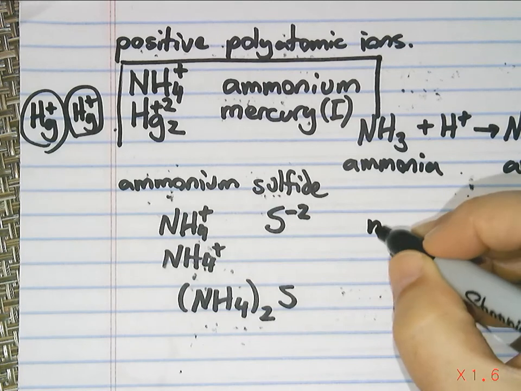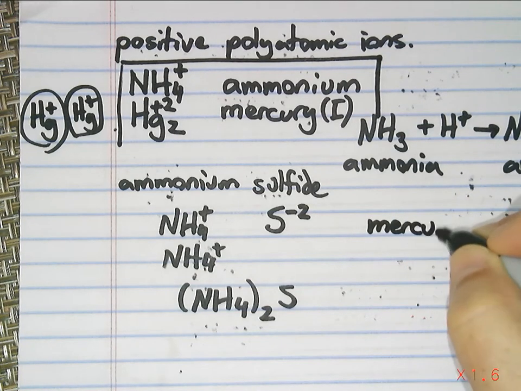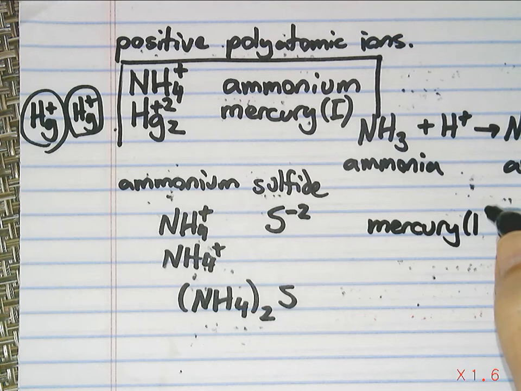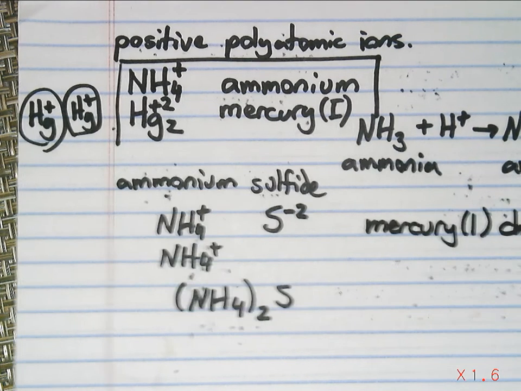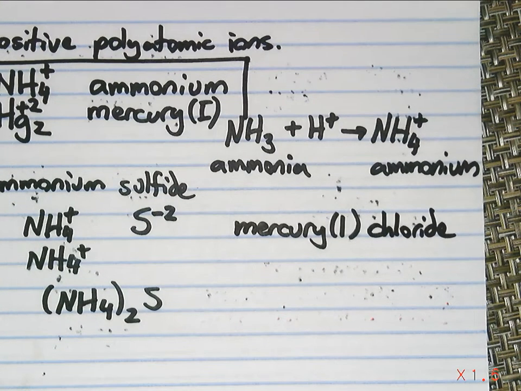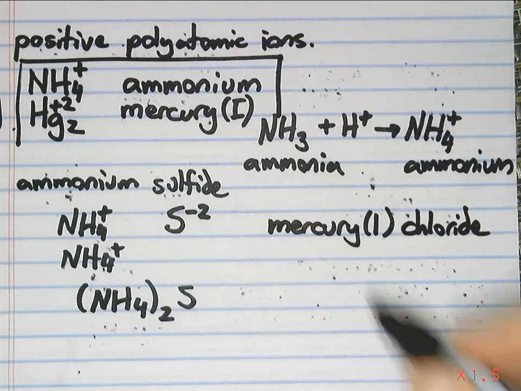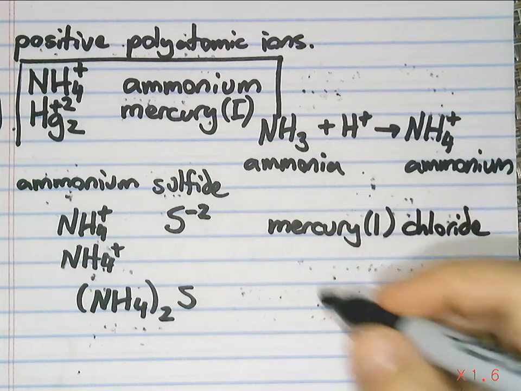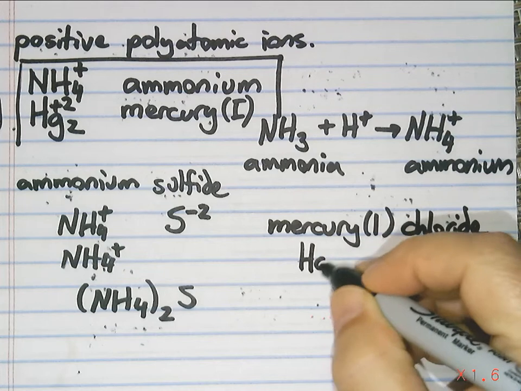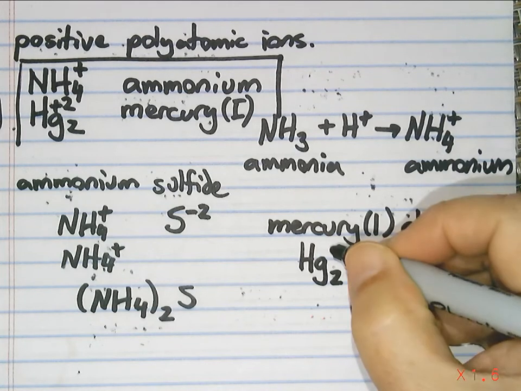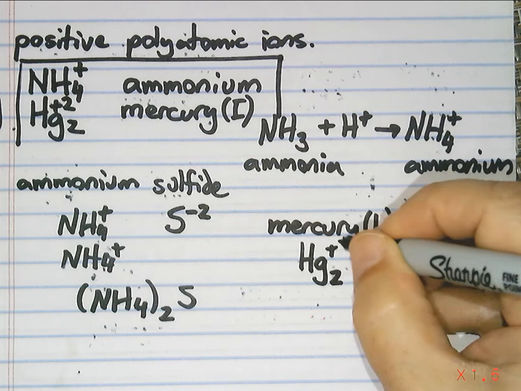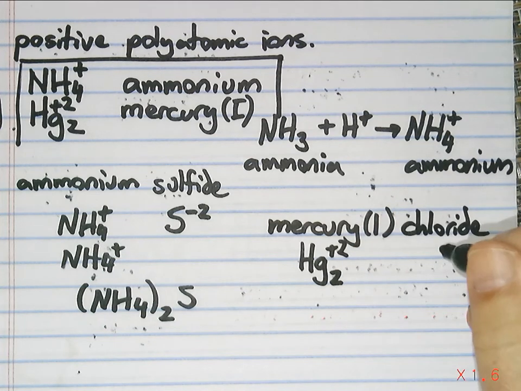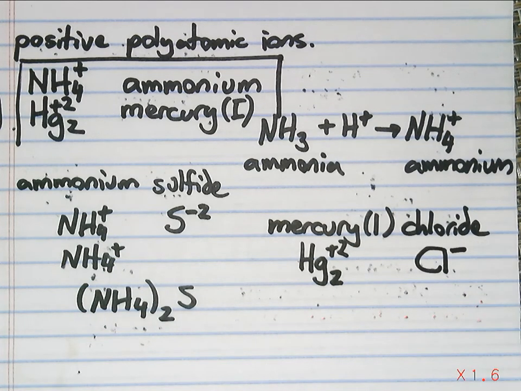Let's suppose I ask you to give me the formula for mercury 1 chloride. All right, the first thing I'm going to do is write down the formulas for the ions. Now I have to know that mercury 1 is this. You might make yourself some flashcards at first when you're just starting to learn these. And the chloride from the periodic table is Cl-.